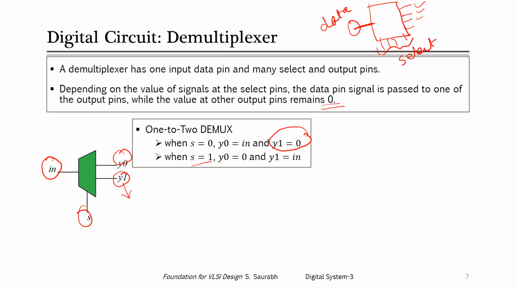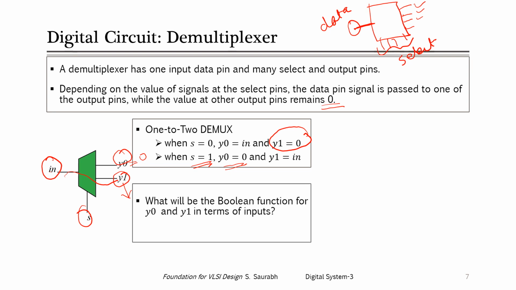Now, when S is equal to 1, what happens? When S is equal to 1, in that case, Y0 remains at 0, while the in data will pass to Y1, right? What it means is that if in was 0, then Y1 will get a value of 0. If in was 1, Y1 will get a value of 1, right? So whatever the value at in, that will pass to Y1 when S is equal to 1. So this is the simple functionality of a 1 to 2 demultiplexer.